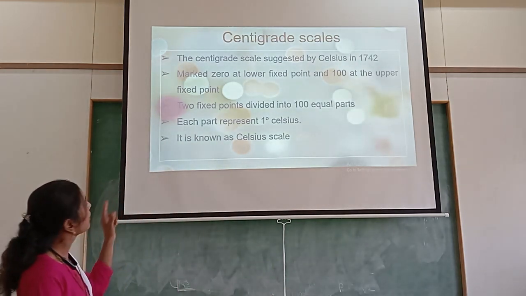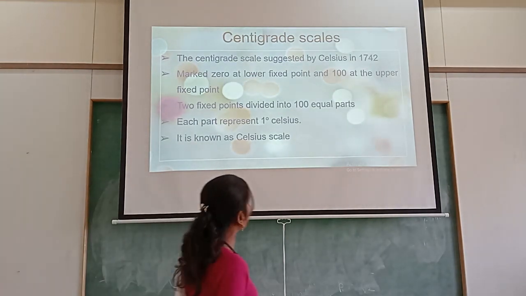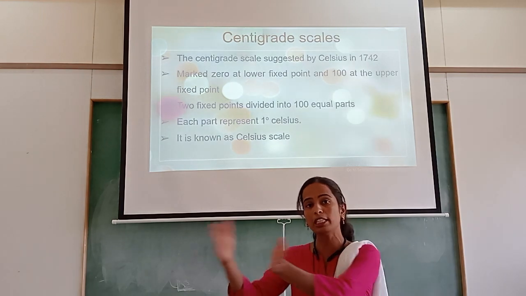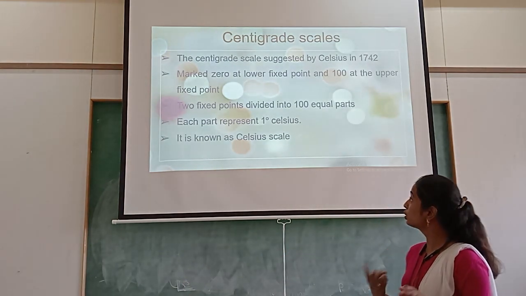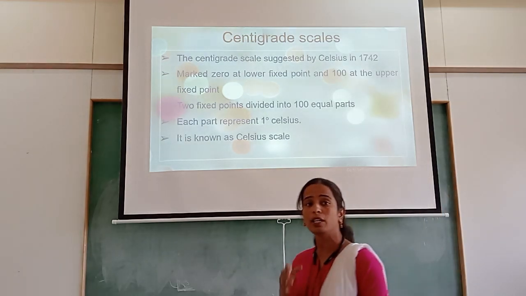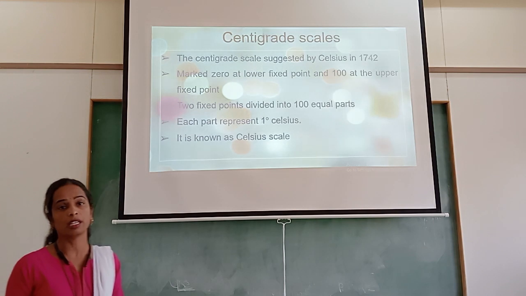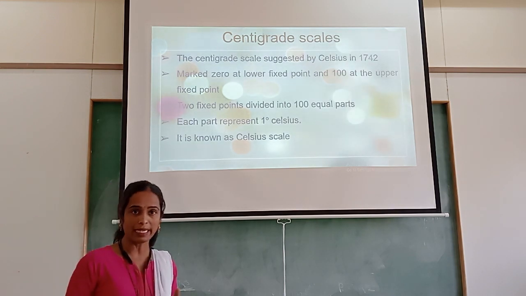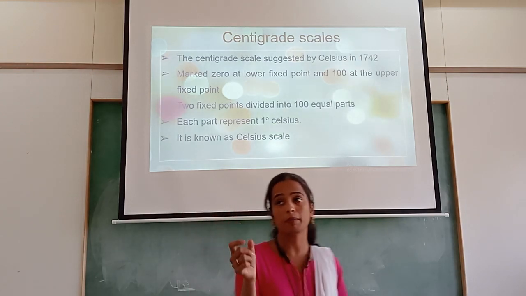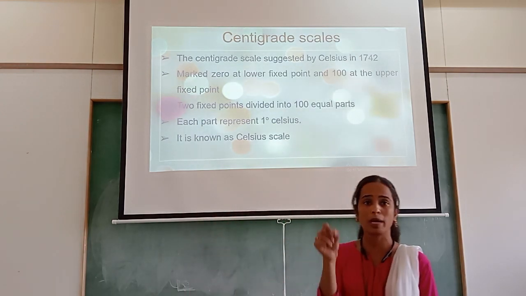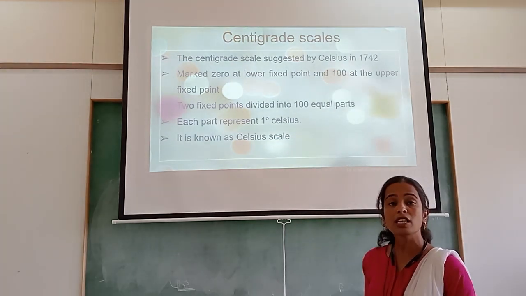He first made 0 the lower fixed point and 100 the upper fixed point. These two fixed points are divided into 100 equal parts. So the least count of the thermometer is nothing but 1 degree centigrade, meaning the measurement of one division is 1 degree centigrade. It is known as the Celsius scale.